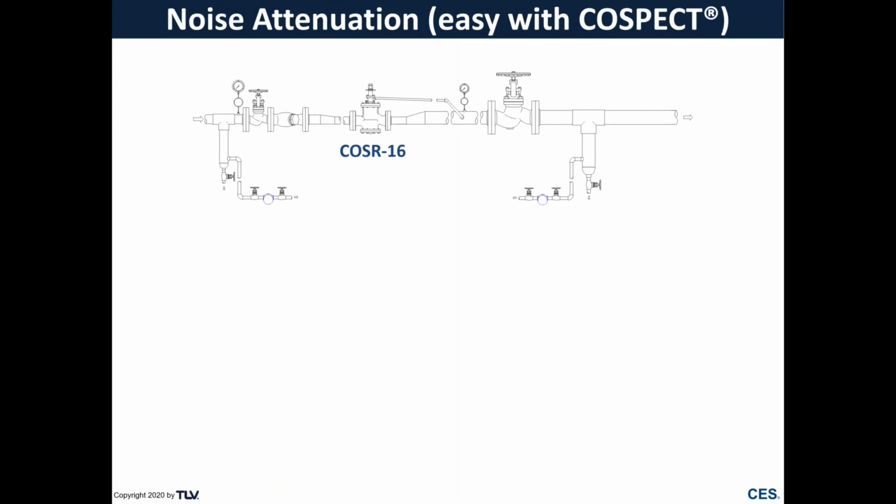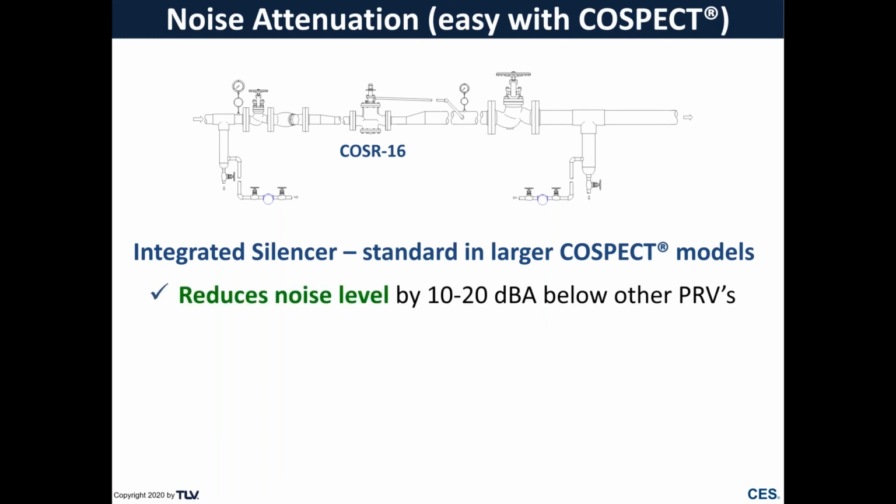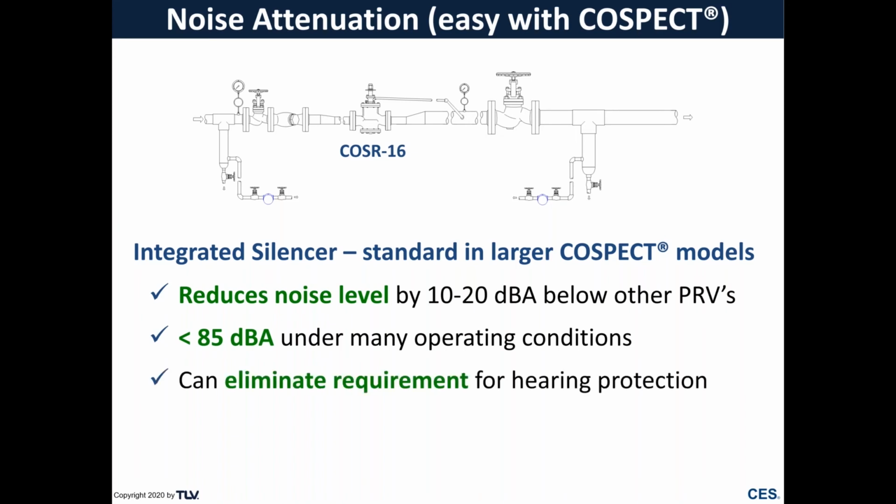As was mentioned earlier, one feature of the COSPECT series of PRVs is that the larger size models already include an integral silencer. This helps to reduce noise level by approximately 10 to 20 decibels below most other PRVs, and in many cases, the noise level will be safely under the 85 dBA threshold. This in turn can potentially eliminate the requirement for hearing protection, and not having to use other noise reduction equipment helps to lower the installation cost.